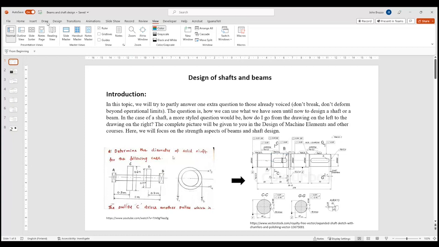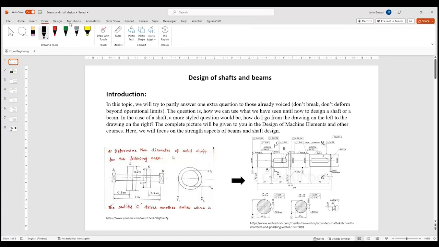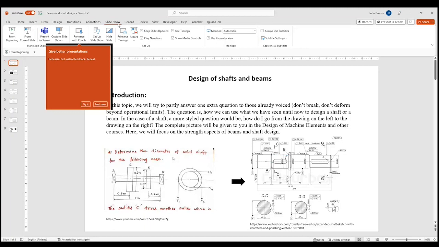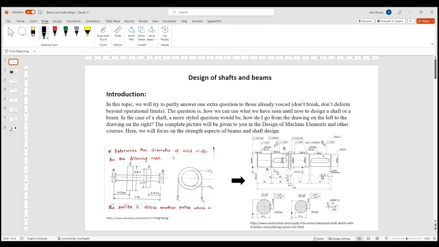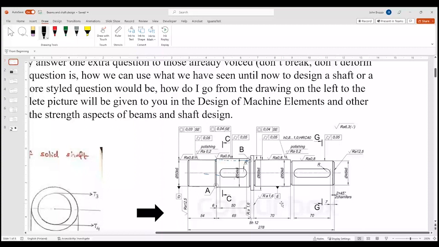Let me try to draw, slideshow. So here, this one is the drawing of a shaft. Let me zoom in here. It has a lot of dimensions, tolerances, and different diameters depending on the section where those components are located. They have this kind of stuff.